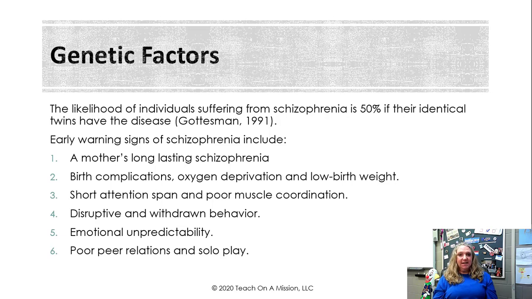Early warning signs of schizophrenia include a mother's long-lasting schizophrenia, so genetics clearly got passed on, birth complications, oxygen deprivation and low birth weight, short attention span and poor muscle coordination, disruptive and withdrawn behavior, emotionally unpredictable, and poor peer relations and solo play.